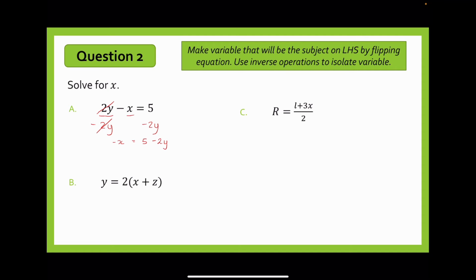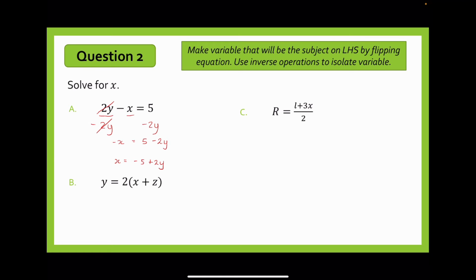And because you've got a negative in front of the x, we want to get rid of that. So we'll essentially divide both sides by -1. And remember, by dividing both sides by -1, that just changes the sign for the numbers. So positive 5 now becomes -5. And negative 2y now becomes positive 2y.